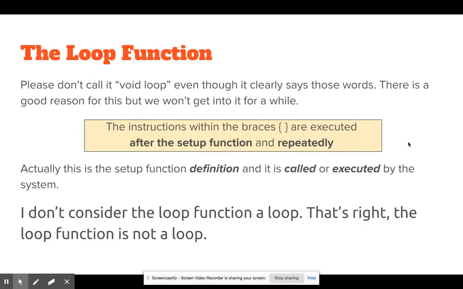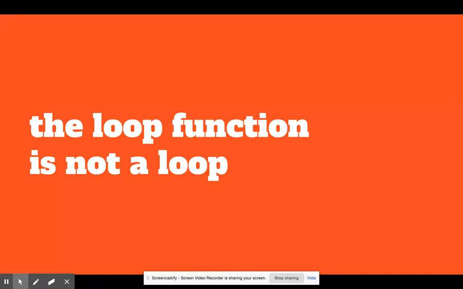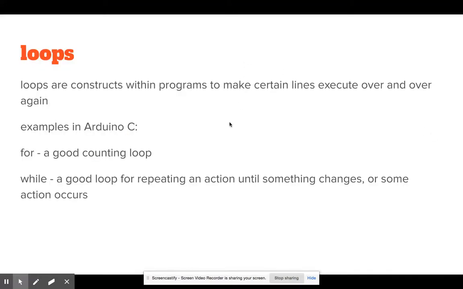The loop function. Since the setup function is run first and once, the loop function is run after the setup function and repeatedly. So the loop function runs after the setup function runs, and it is run over and over again. Now keep in mind, the loop function is not a loop. This is because loops are constructs within programs to make certain lines execute over and over again, which is a concept that we're going to cover in a later chapter. All you need to know is that the loop function is not a loop.